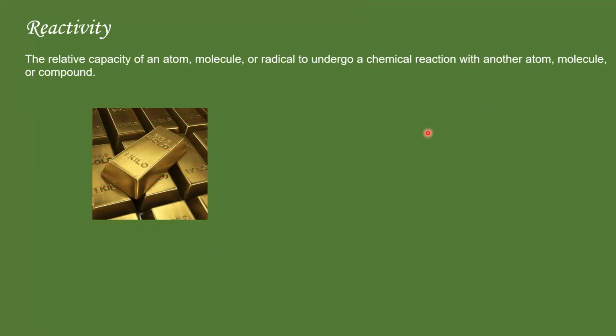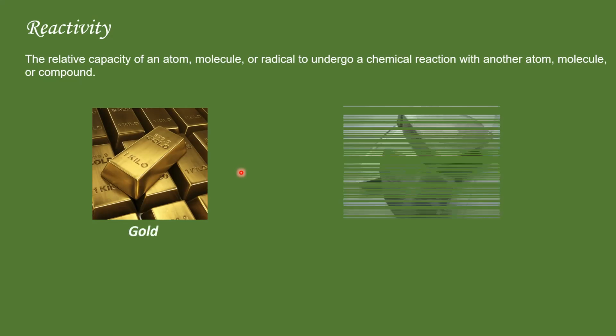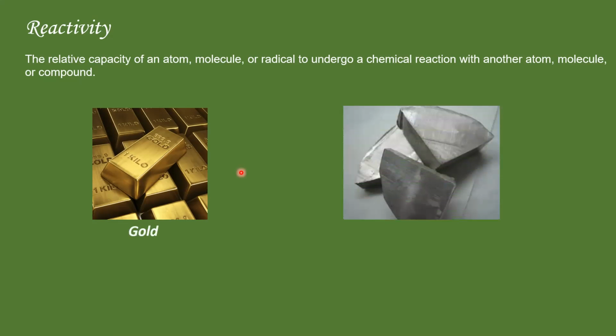I have actually a photo over here. Okay, so what is this element, folks? Everybody knows, it's written on the picture over here. Just quickly, this is gold. Everybody knows what gold is. It is one of the least reactive metals ever because it doesn't react at all. And on the other hand, this is sodium metal, Na. Potassium along with sodium are the most reactive metals on Earth.